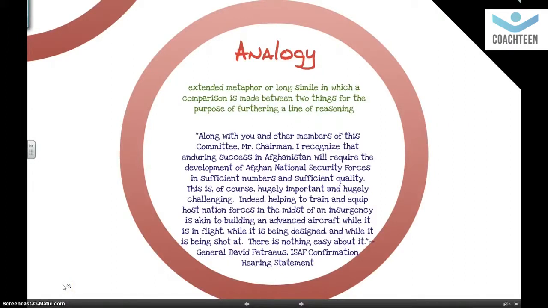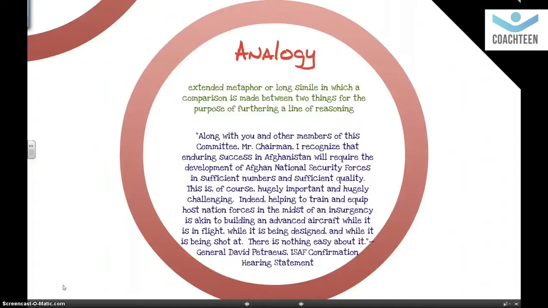Along with you and other members of this committee, Mr. Chairman, I recognize that enduring success in Afghanistan will require the development of Afghan national security forces in sufficient numbers and sufficient quality. This is, of course, hugely important and hugely challenging. Indeed, helping to train and equip host nation forces in the midst of an insurgency is akin to building an advanced aircraft while it is in flight, while it is being designed, and while it is being shot at.